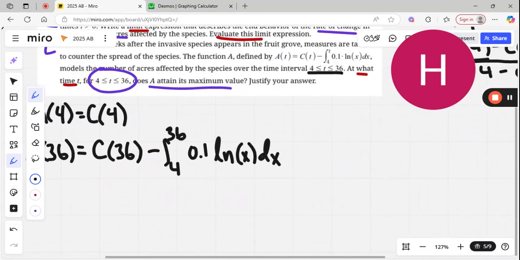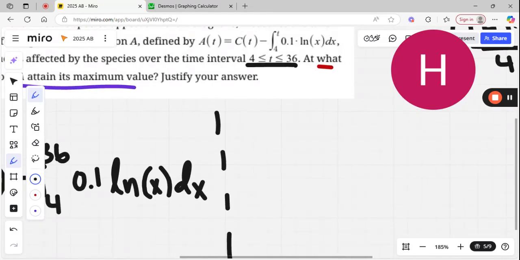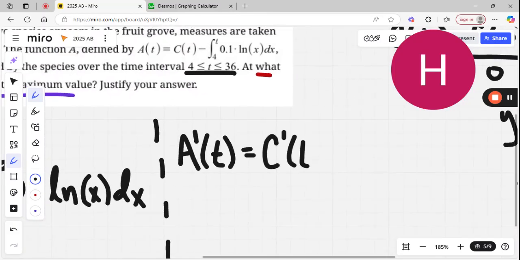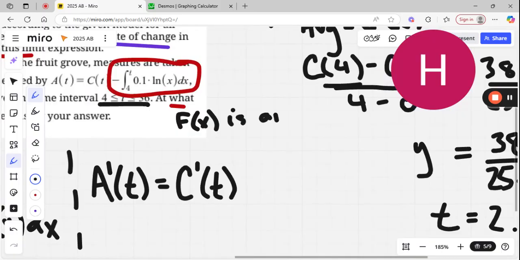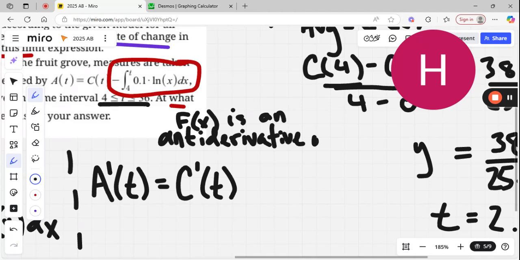And then we also have to try to find some critical points. So we're going to have to take the derivative A prime, which is just going to be C prime. But then we have to take the derivative of this integral here. So I'm going to do that carefully. Let's suppose that capital F of x is an antiderivative. I could have just said that 0.1 ln x, the derivative of that, but I'm deciding to write it this way. Is a derivative of 0.1 ln x.